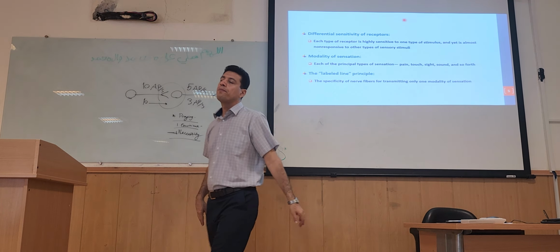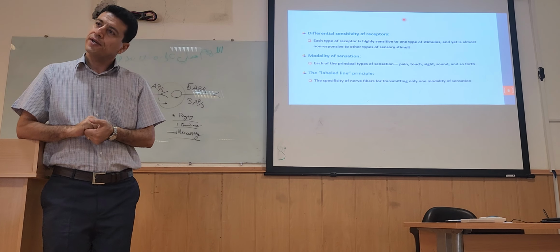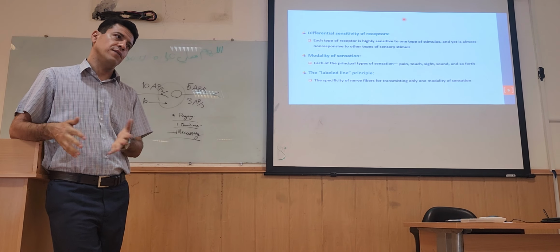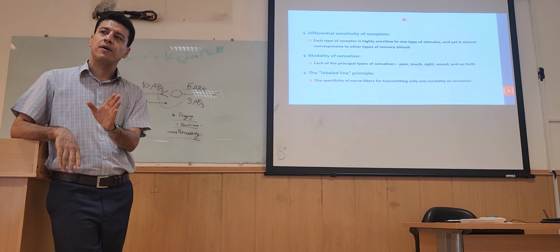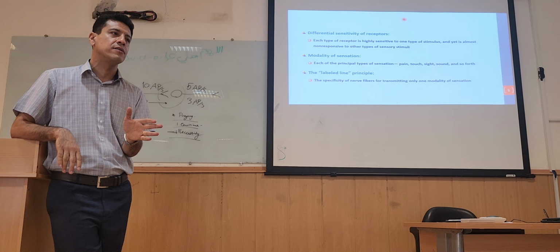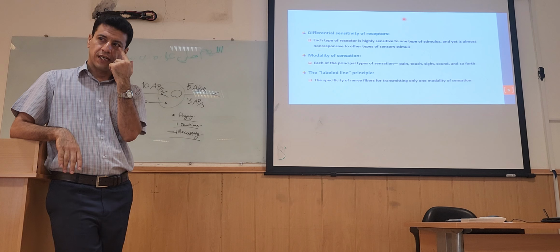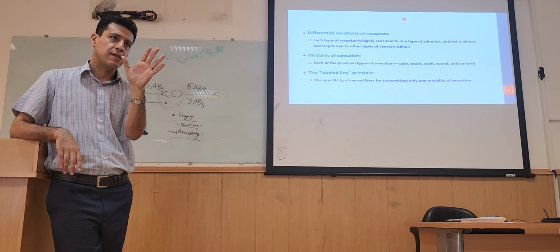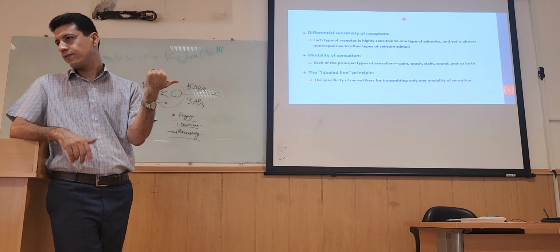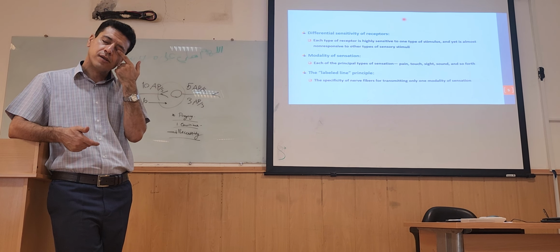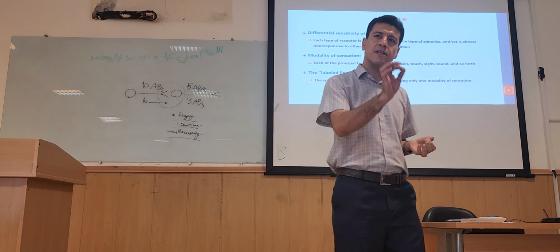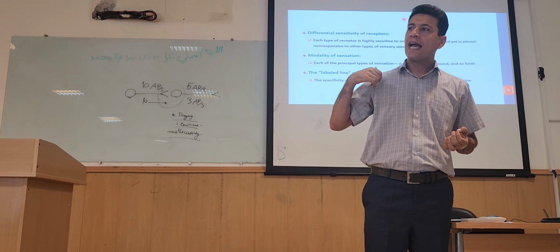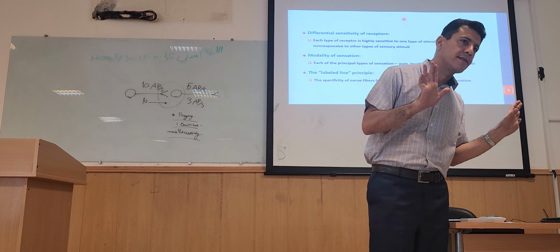Okay, there are some principles about the receptors. The first one is differential sensitivity, which says any type of receptor only responds to one type of energy. So a cone in the retina of the eyes is only sensitive to light. It doesn't respond to pressure, for example. You cannot press your eye and see something. Okay?